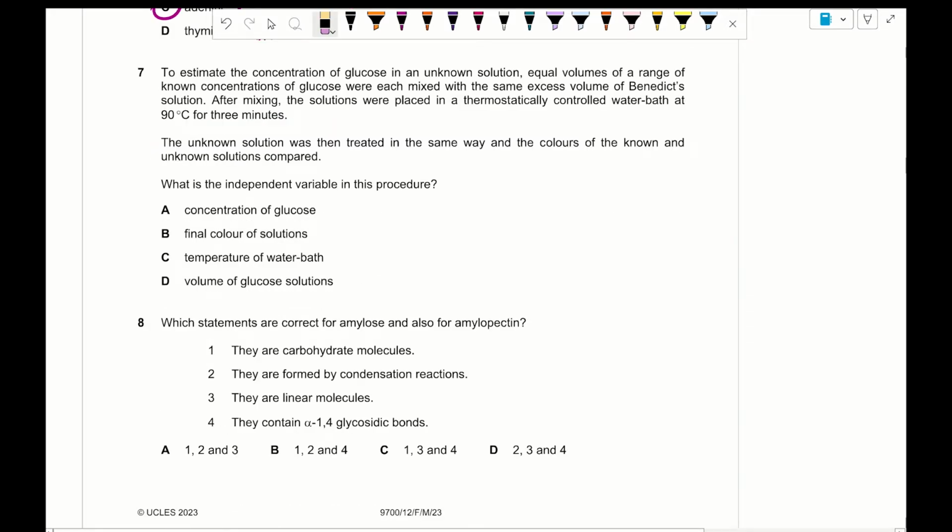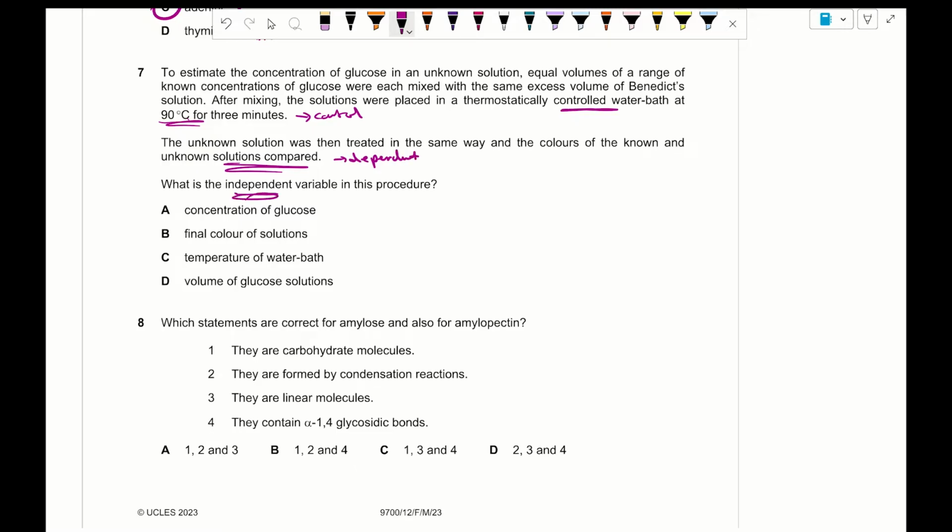To estimate the concentration of glucose in an unknown solution, equal volumes of a range of known concentrations of glucose were each mixed with the same excess volume of Benedict's solution. After mixing, the solutions were placed in a thermostatically controlled water bath at 90 degrees for 3 minutes. So this is a control variable. The unknown solution was then treated in the same way and the colors of the known and unknown solutions compared. This is the dependent variable or the measure variable.